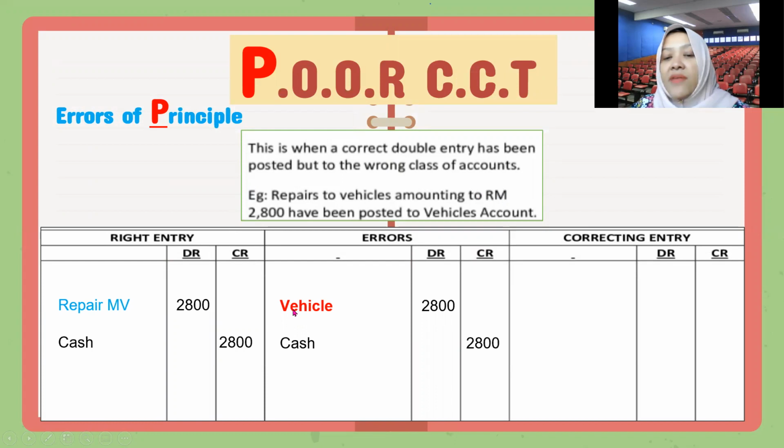How to correct your entries: you have to put back the original, correct entry, so debit repairs, and then you have to take out your vehicles, because this is wrong. So credit back your vehicles, you credit it, to rectify the error.